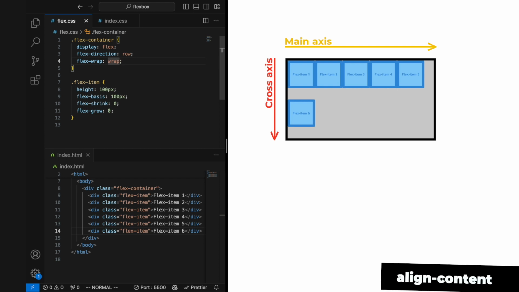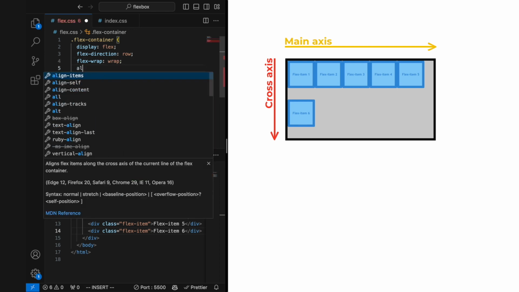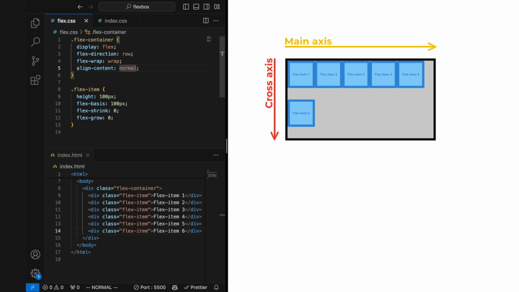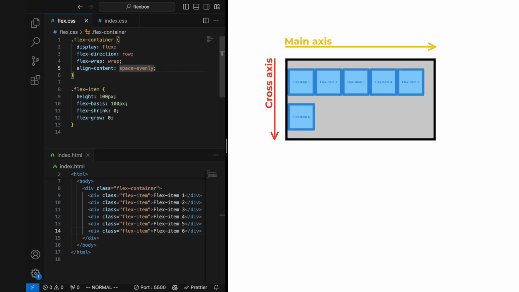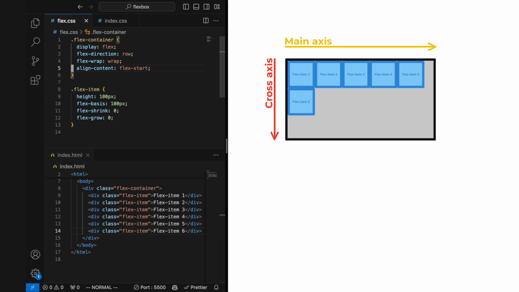As we can see, there is some space between the rows that are created from wrapping flex items. We can adjust this using the align content property. By default, it is set to normal, but we can change it to flex start, flex end, center, space between, space around, and space evenly. With align content set to flex start, we can easily see what happens if we try out the gap property, which gives us full control of the spacing between the flex items.